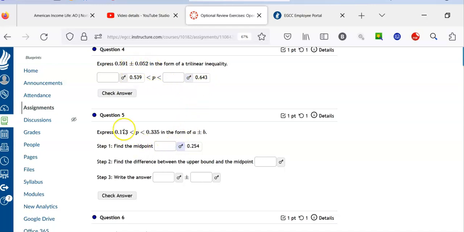All right, and again, the midpoint is in between. If I take these two, how I do that mathematically is add the two together and divide by 2 to get the midpoint. Well, I would do that.